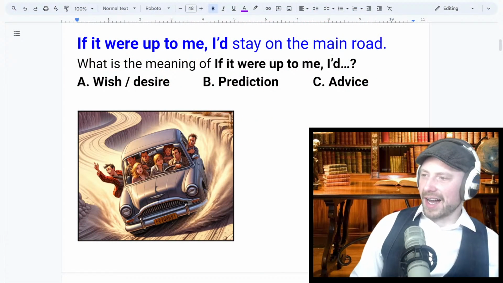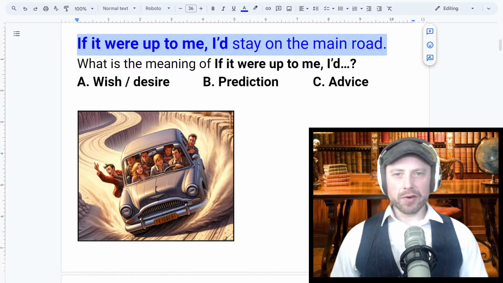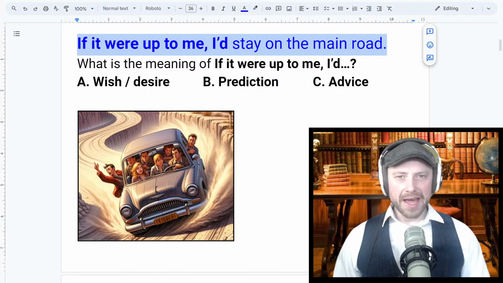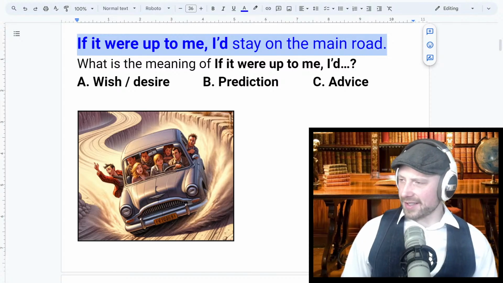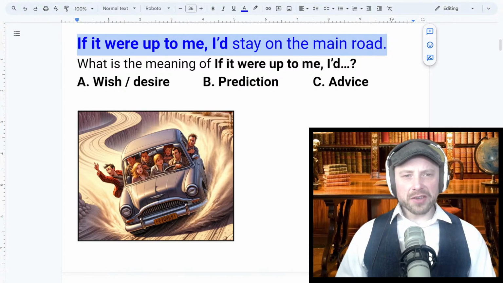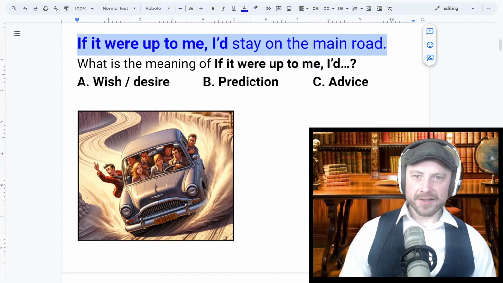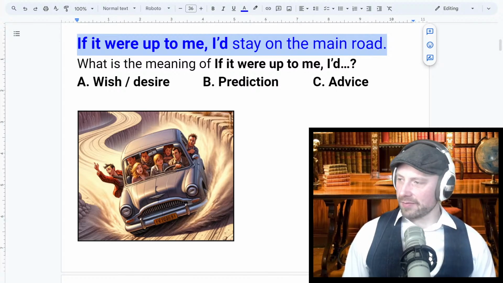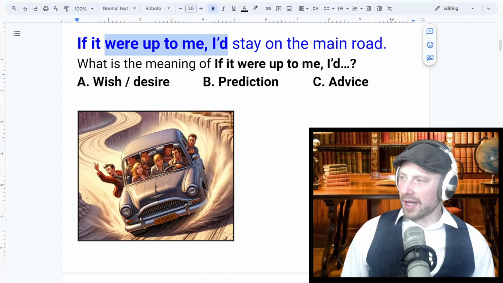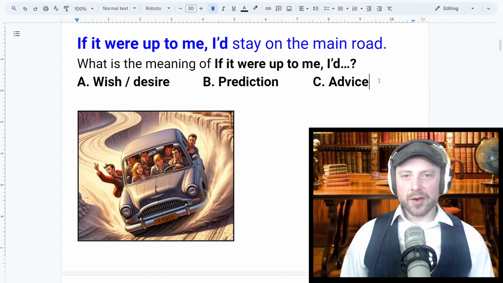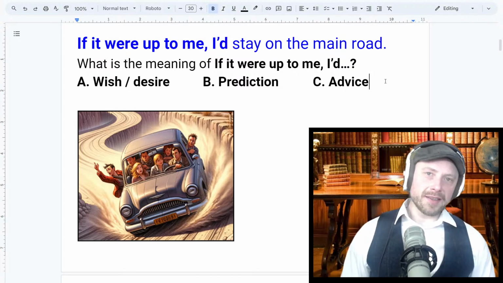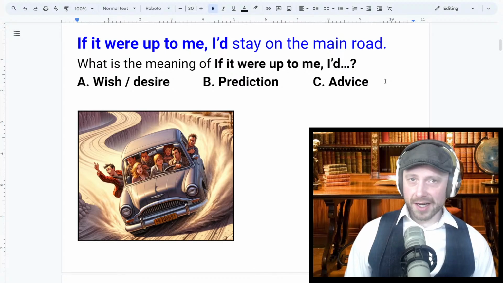If it were up to me, I'd stay on the main road. Look at that sentence. What is the function, the meaning of "if it were up to me, I'd"? Look at the picture and look at this phrase. "If it were up to me, I'd." And then you have three options. Notice that none of those options mentions hypothetical.